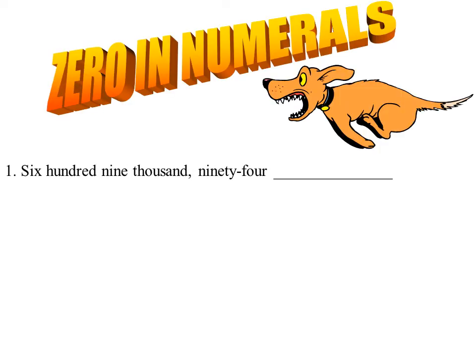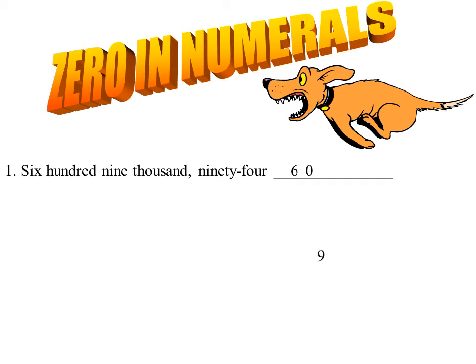Now we have to focus on something important. If I have an empty place, we have to put 0 to save the place. Now we have a number 609,094. The first number is 6 and it's in the 100,000 place. Okay. Is there any number in the 10,000 place? No. So we'll put 0 to save the place.